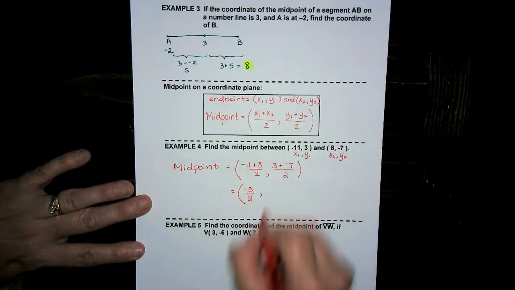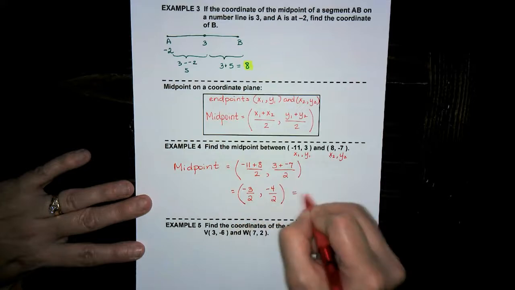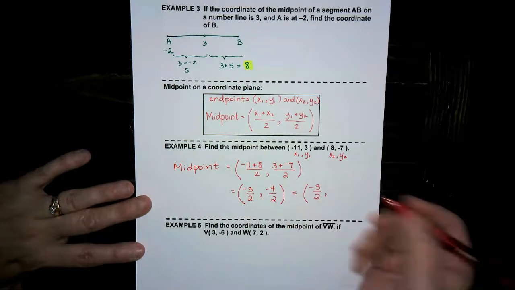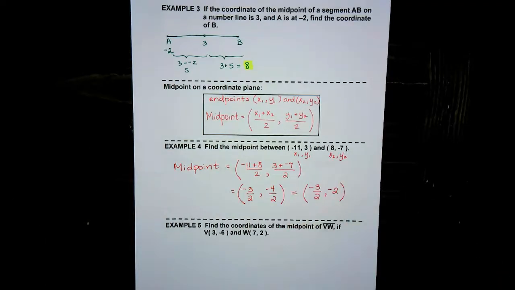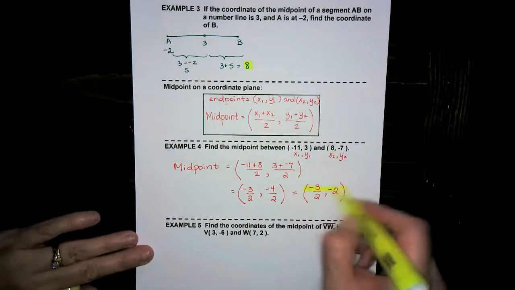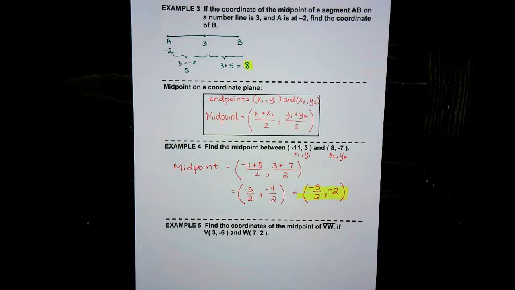And 3 plus -7 is -4. All right, almost simplified. That -3.5 will leave like -3 halves, and then I get -2 there as my endpoint. So once I get my formula in place, once I have all the pieces, all the numbers there, then I can just do the addition and the division to find my midpoint.